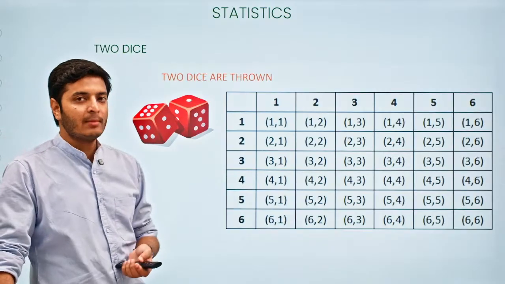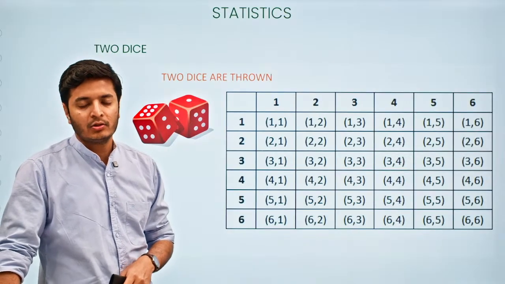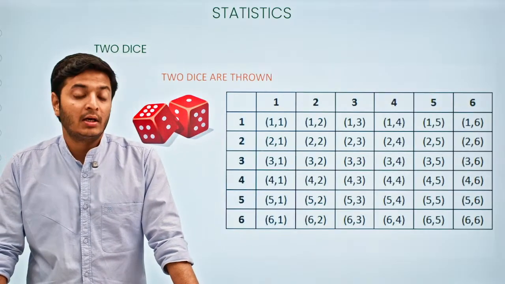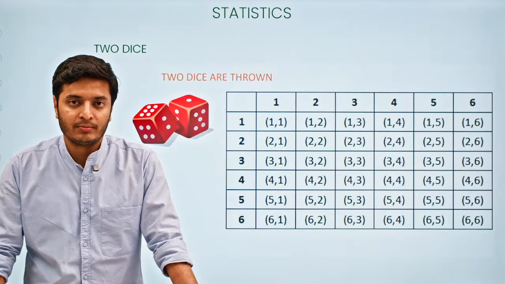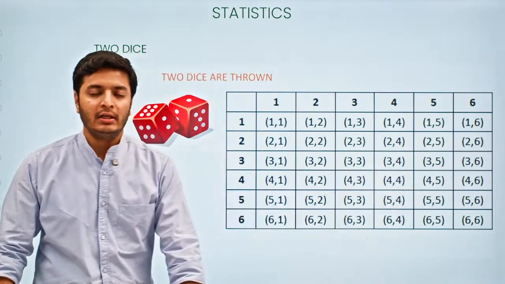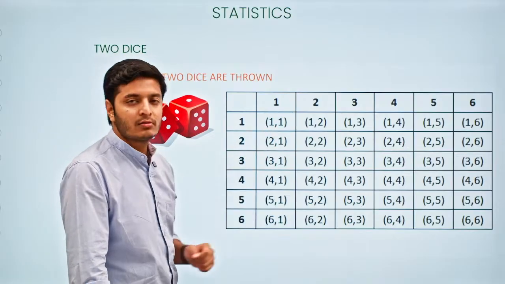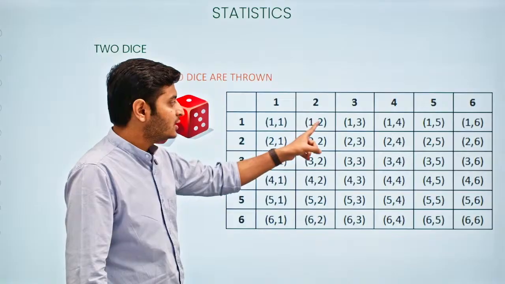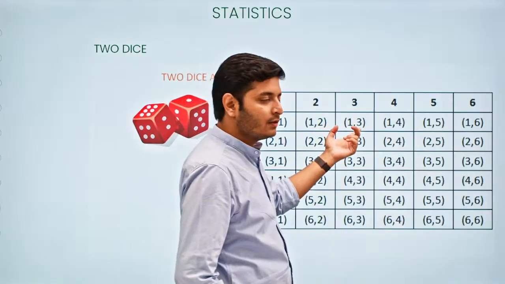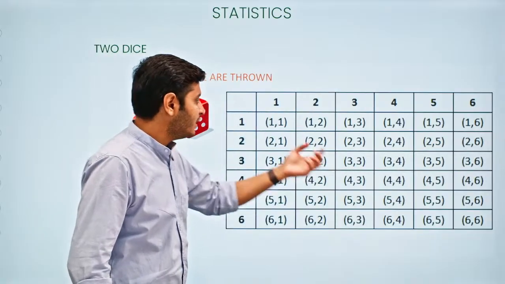So the second type of problem that you can expect is rolling two dice simultaneously. If you are rolling two dice, how many outcomes can there be? There can be 36 total outcomes. Why? In this table, we have written down all the outcomes. First die is showing 1, other die is also showing 1. First die is showing 1, other die is showing 2. First one is showing 1, other one is showing 3. 1, 4, 1, 5, 1, 6. And like this, we can create this table.